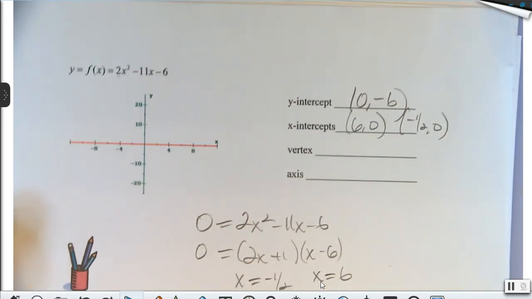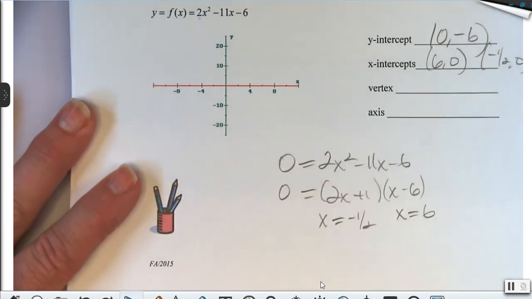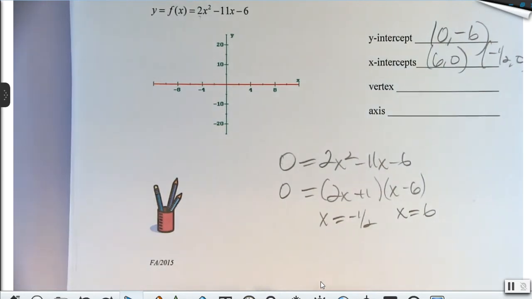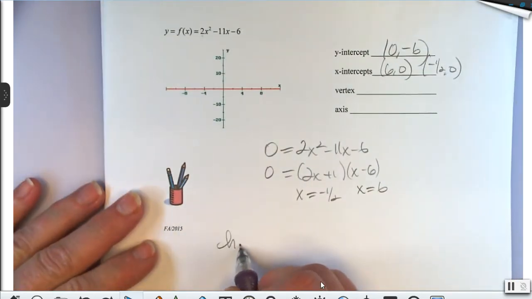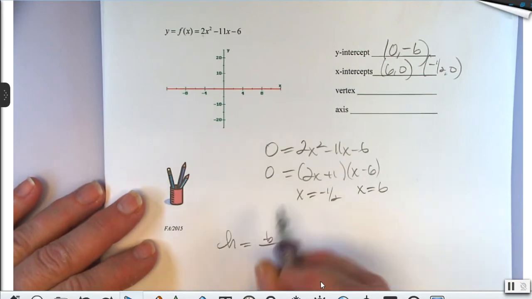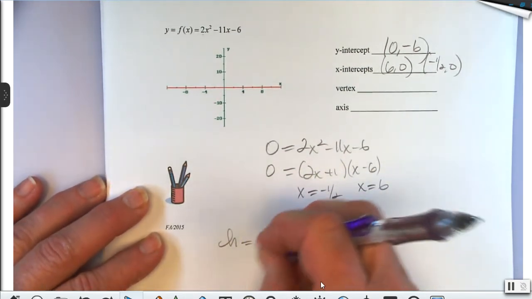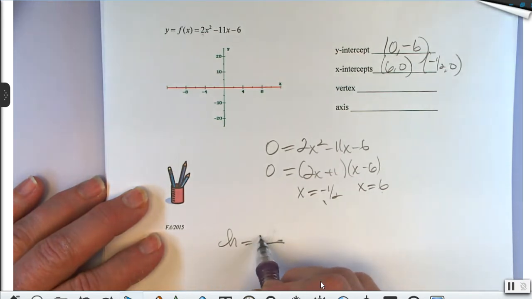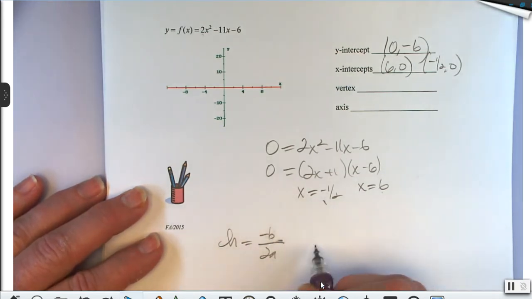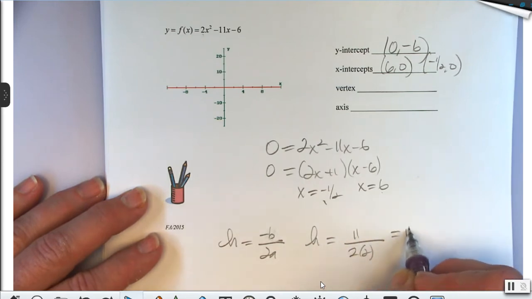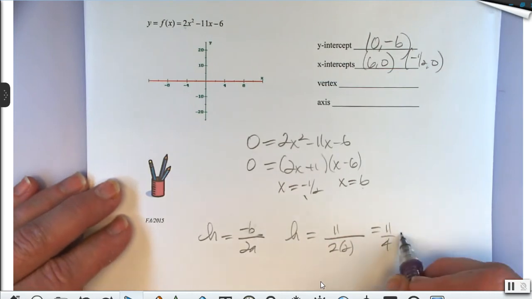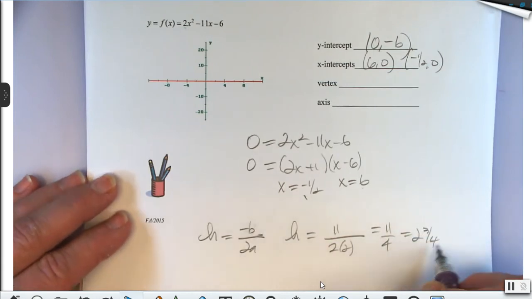All right, now let's figure out the location of our vertex. So let me see if I can move out just a pinch. There we go. So h is equal to negative b over 2a. So h in this case is going to be a positive 11 over 2 times a, which is 2. This is 11/4. That's the same thing as 2 3/4, so we know kind of where to put it when we graph.